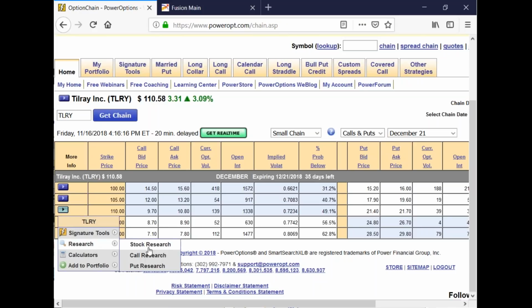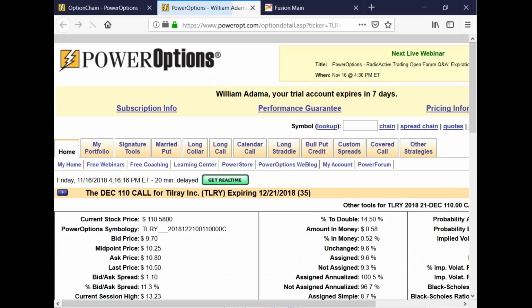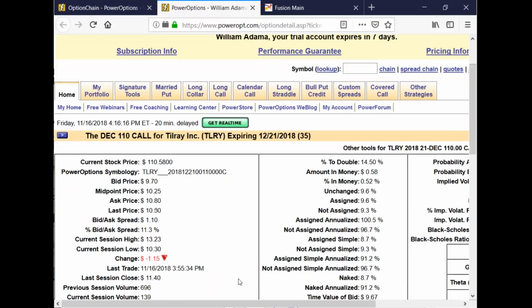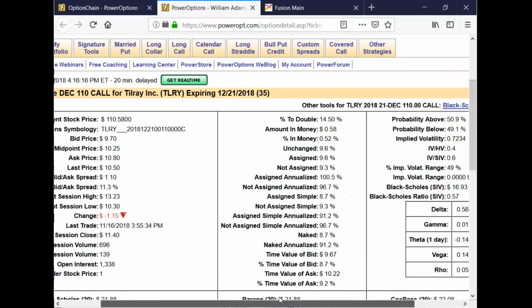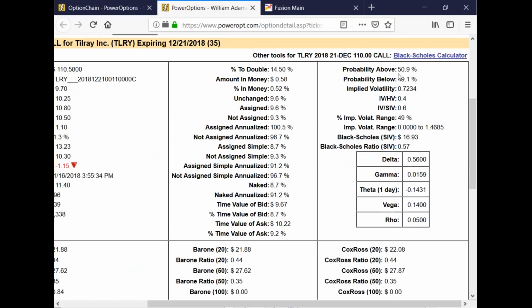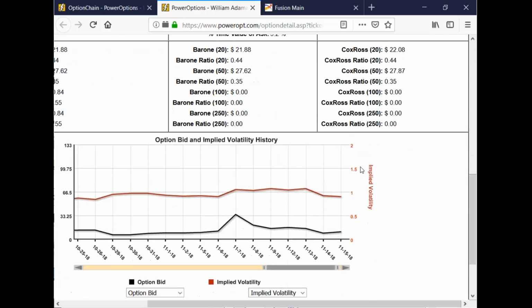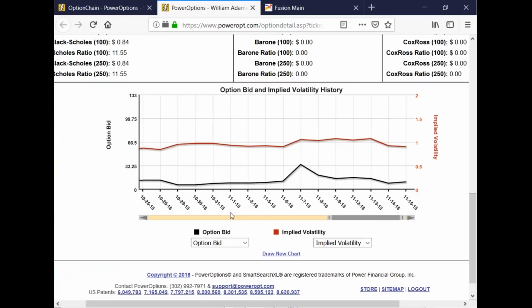I want to go to research, and I'm going to go to call research. I could go to put research as well. We're just going to go to the call. Now the research tool gives you all the available information that we have for this particular option. Pretty much on the right-hand side, you might focus on the probability, current implied volatility number, the percent implied volatility range and total range, Black-Scholes value, and the Greeks as well. But down below, you see that we have a chart. And the basic chart default is showing you the option bid over time against the implied volatility.